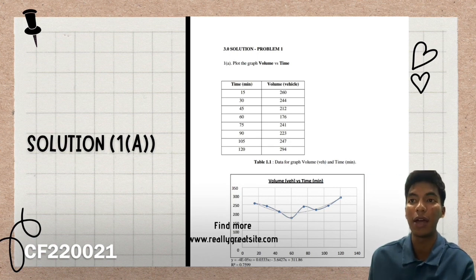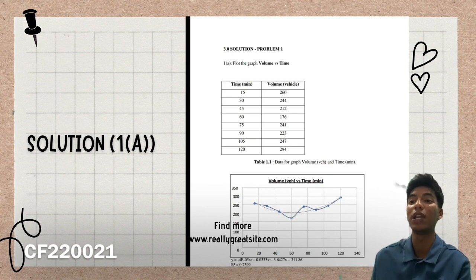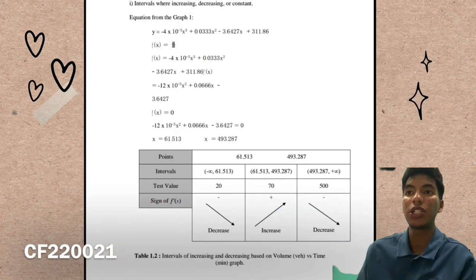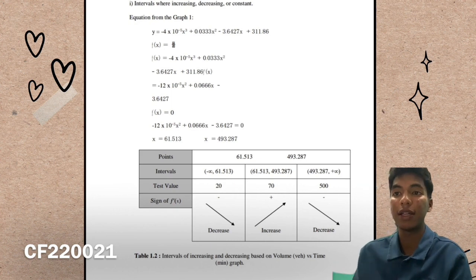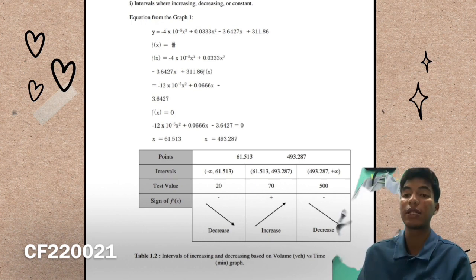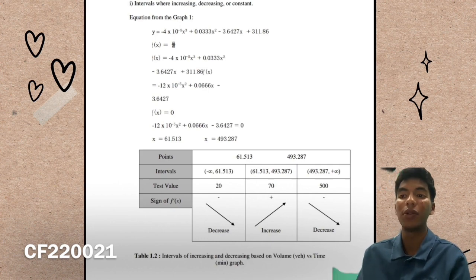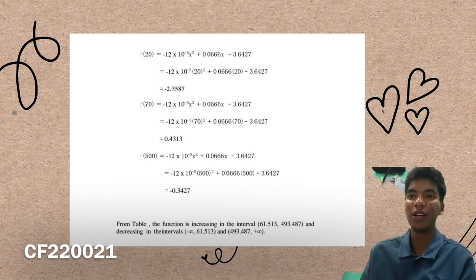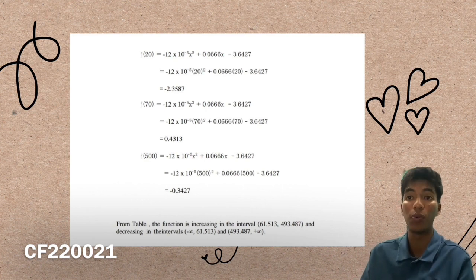Solution for problem number 1. Given the table of time and volume, we conclude the data and the graph should be like in the slide. From the equation of graph number 1, we get x equals 61.513, and the other point x is 493.287. From the differentiation of the function, we get decrease, increase and decrease. For the first test value, we put 20 and get negative, then we put 70 and get positive, and for the last one we put 500 and get negative.